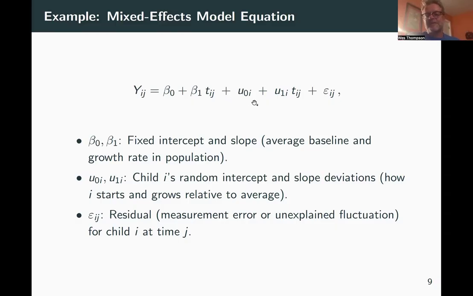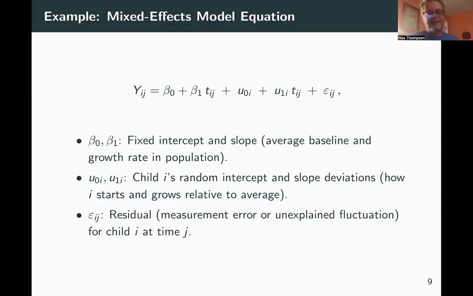But then you have subject-specific components, the U0i and U1i, which basically allow the intercept and the slope to vary by person. So each person has their own individualized linear effect. And then you can have other levels of nesting, like I said, like within family or within site. And you can have other fixed effects covariates and so on and so forth.